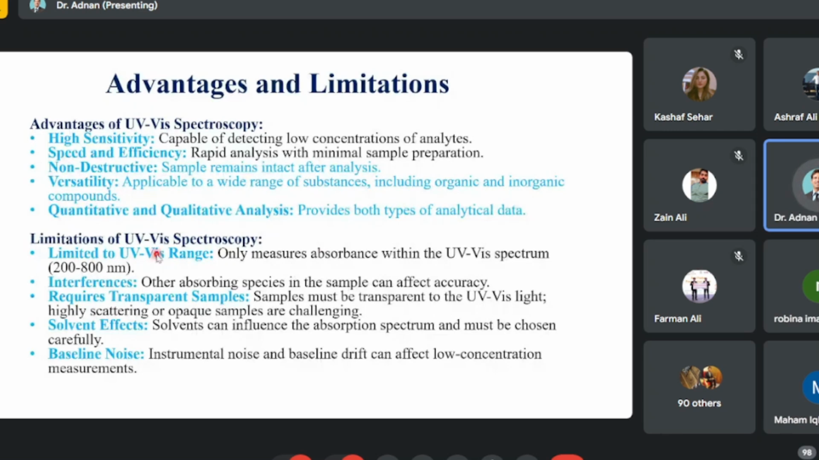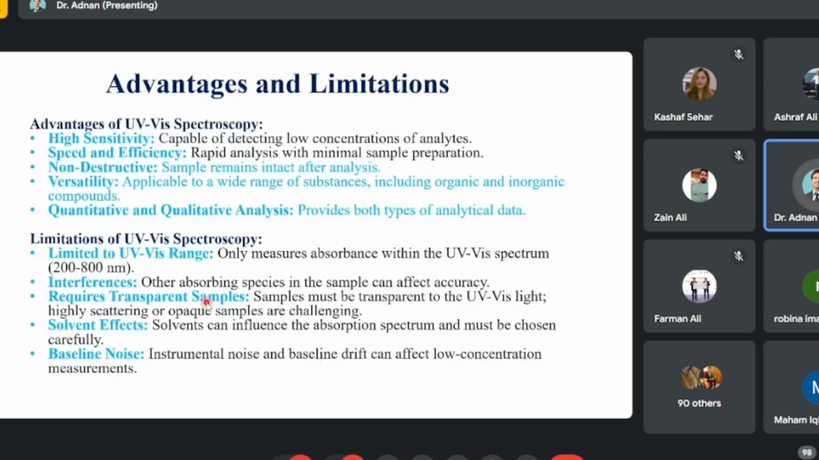There are certain limitations associated with the UV visible spectroscopy. It has a range from 200 to 800 nanometers, and you cannot analyze beyond these ranges. There can be interferences with the UV visible spectrometer, or there can be other absorbent species that can interfere. And it also requires transparent samples where light can pass through the samples.